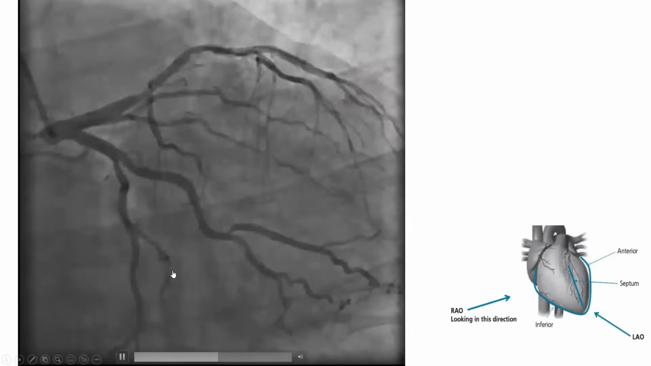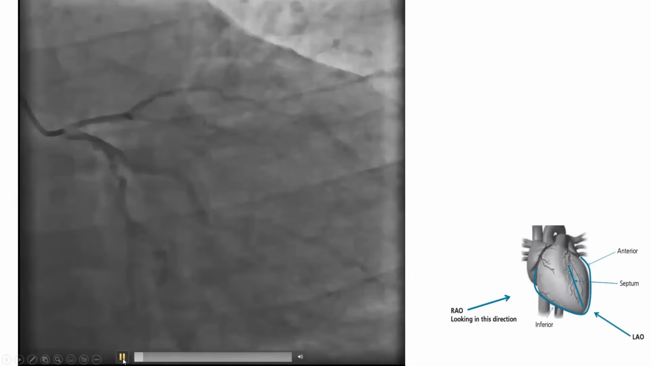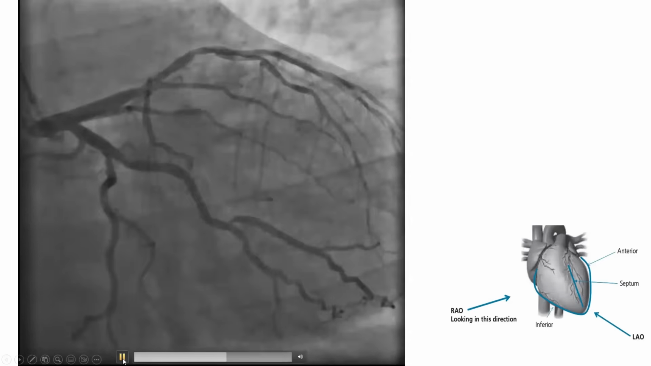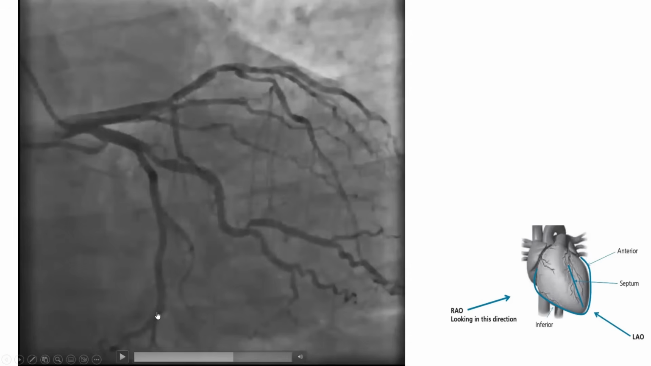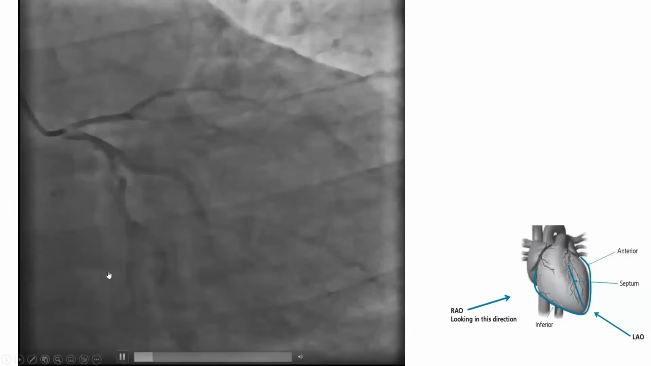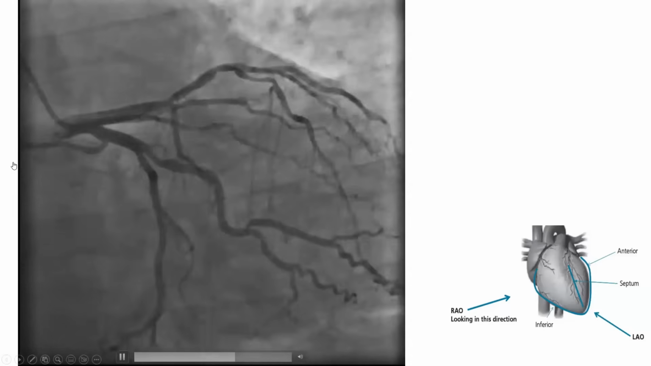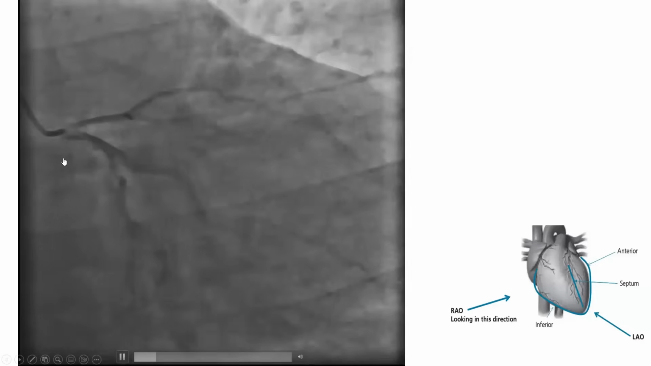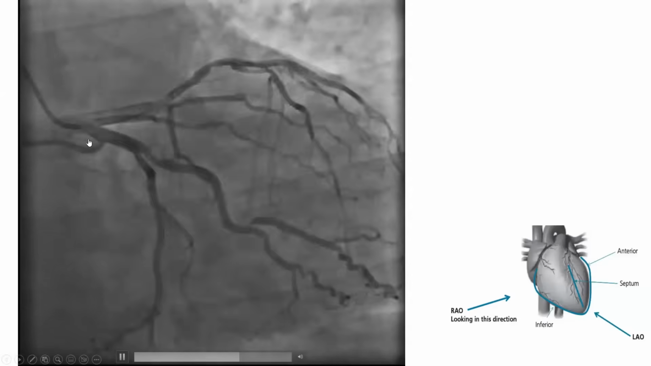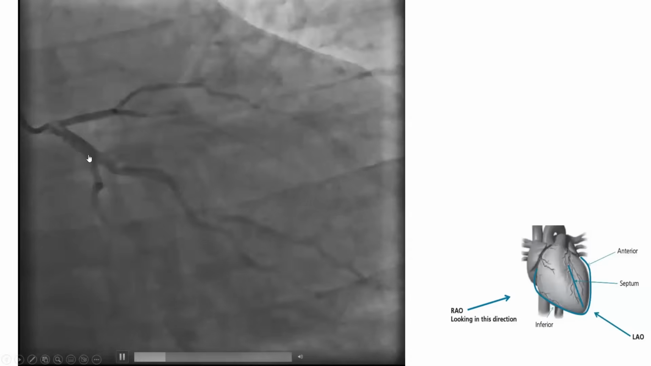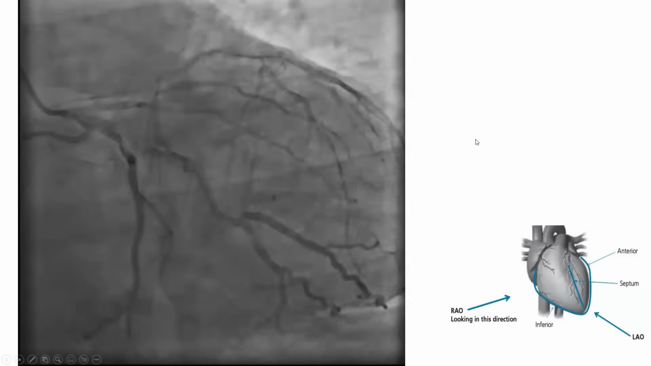This is a circumflex. This is an RAO caudal. Again, any RAO, caudal or not, will split the AV groove in the middle. Then you have the marginal to the ventricle, obtuse marginal on one side, and atrial branches on the other side. So this is the AV groove, and you can see an atrial branch. Very likely, if you pan toward this, this is likely a sinoatrial branch coming from the left circumflex.